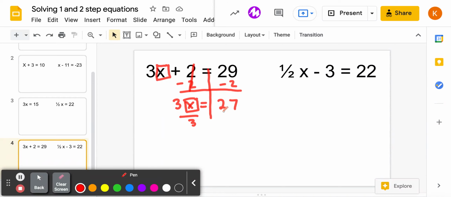If you do it to one side, you have to do it to the other. My 3's cancel. I'm left with x. 27 over 3. 27 divided by 3 is 9.